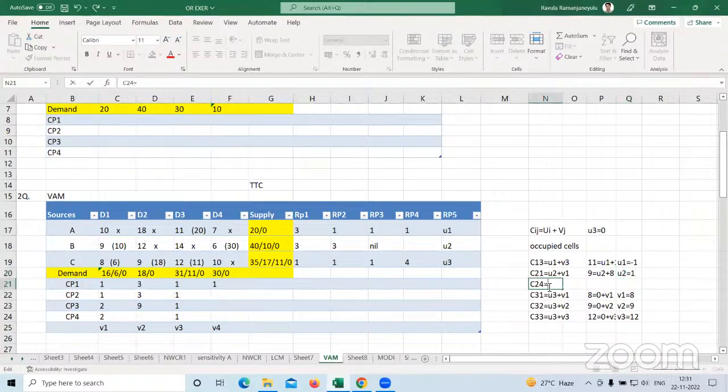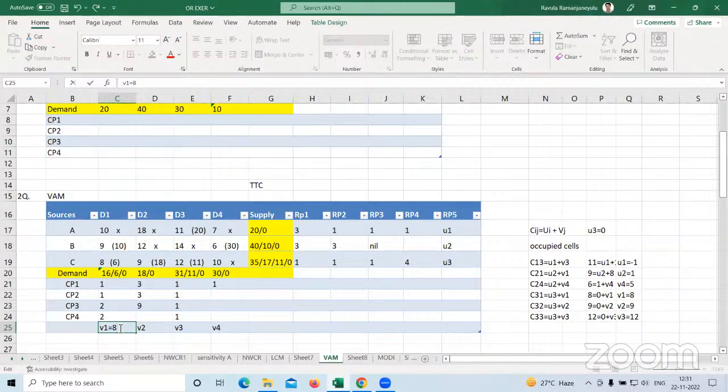Equals to U2 plus V4. Here we can find out the value of V4. C24 cost is 6. 6 equals to U2, which we already got above as 1, plus V4. Therefore, V4 value is how much? 5. Am I right or wrong? Just go through it. Any doubt you can clarify.